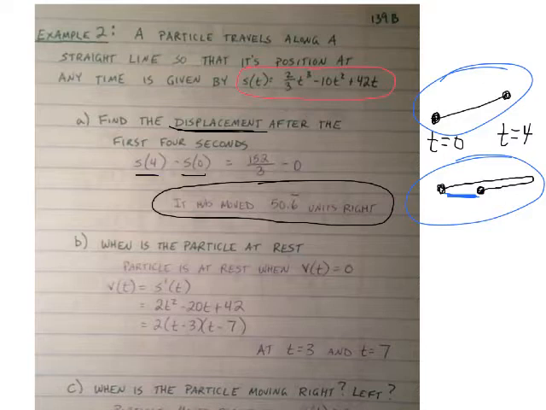So what we do is we find the velocity equation, and we do that by taking the derivative of our position. The derivative of position leads us to 2t squared minus 20t plus 42. If we want to set that equal to 0, one of the tricks we should use is factoring it out. Once it's factored, we set it equal to 0 and find that at time 3 and time 7, the particle is at rest.